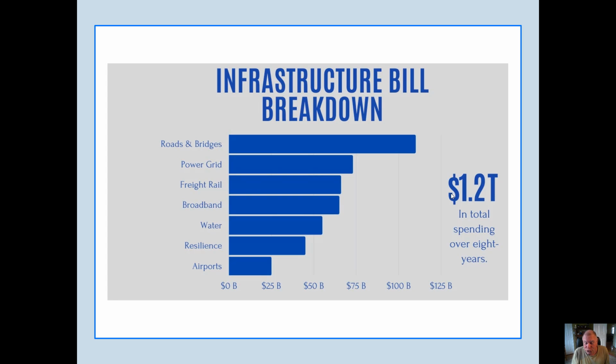The infrastructure bill, which was passed, is $1.2 trillion, and you can see that it is a lot of real infrastructure. The biggest pieces are roads and bridges, the power grid, freight rail, broadband, water, resilience, and airports. So it's more dedicated spending to create jobs and to rebuild our infrastructure. I think you've driven on enough roads to know that we need a lot of work on them. Power grid, we need these things to be done.